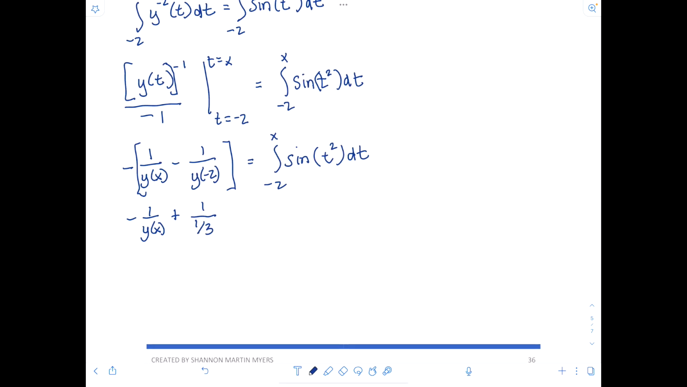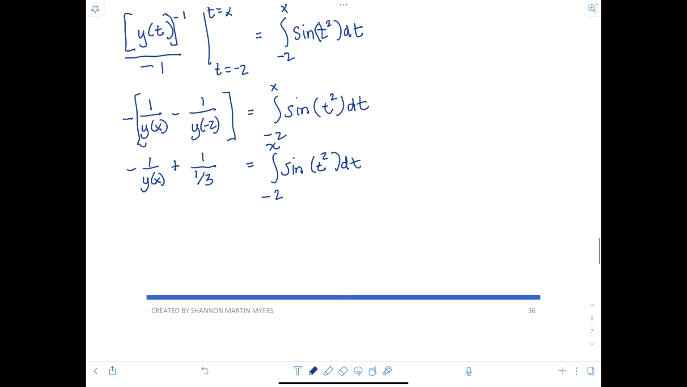So we'll have 1 over 1/3, and I distributed the minus through, and that's going to equal our definite integral from negative 2 to x of sine at t squared dt. So that will be negative 1 over y at x is going to equal 1 divided by 1/3 is 3. I'm subtracting 3 from both sides, and I'm keeping this definite integral going on here.